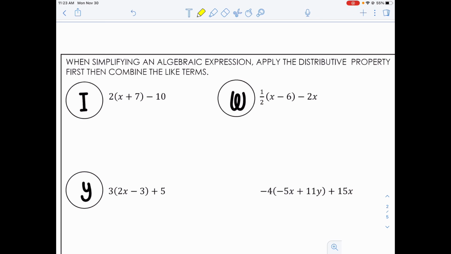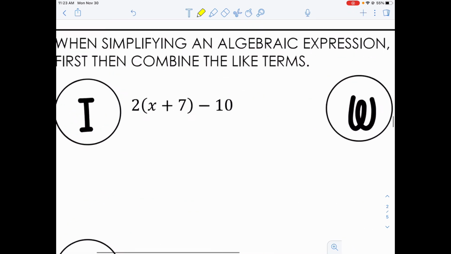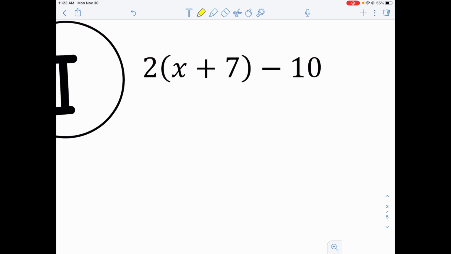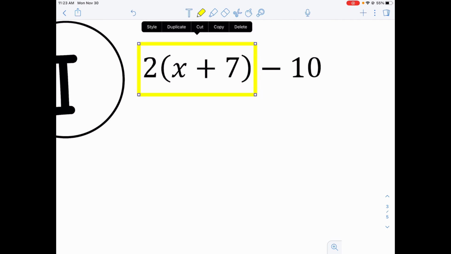So when simplifying an algebraic expression, apply the distributive property first and then combine your like terms. So when you see you have 2 times, and then in your parentheses you have x plus 7, and then you see the -10, with this part of the expression you have to use the distributive property to simplify it and then go back and combine like terms.